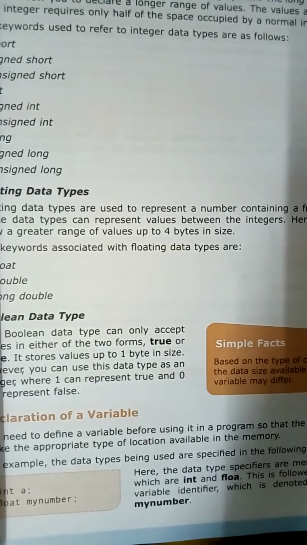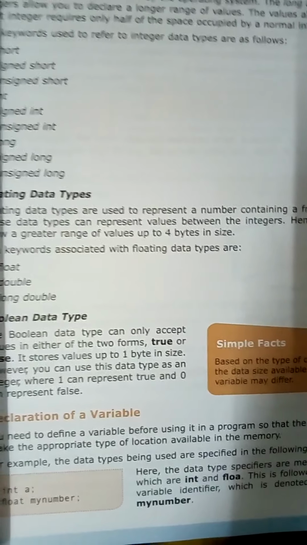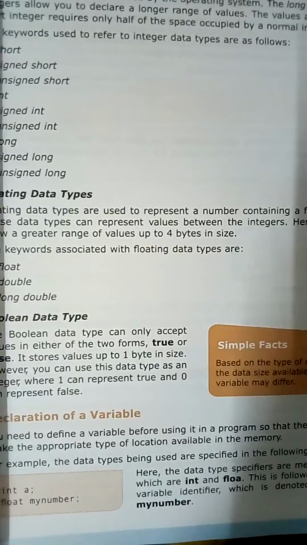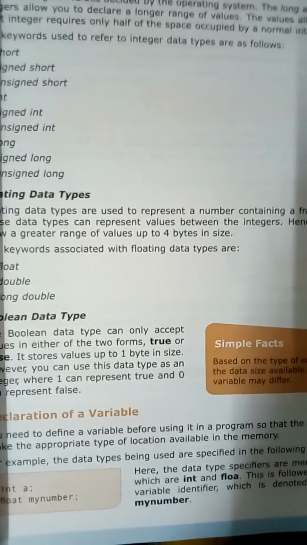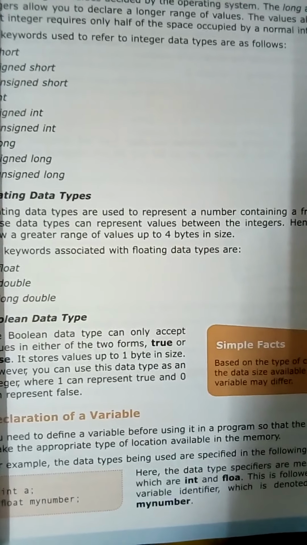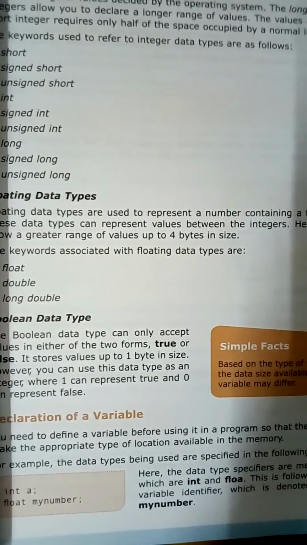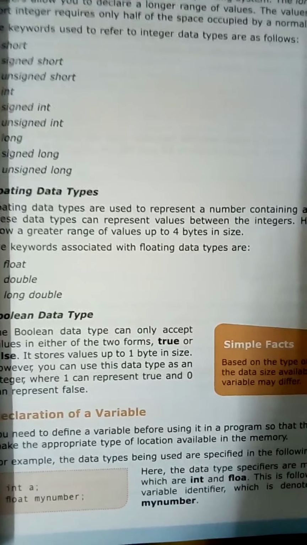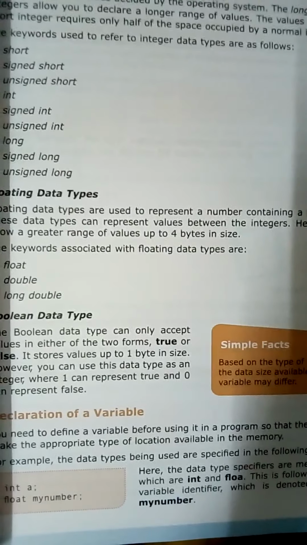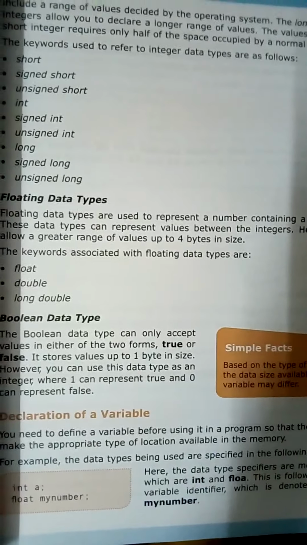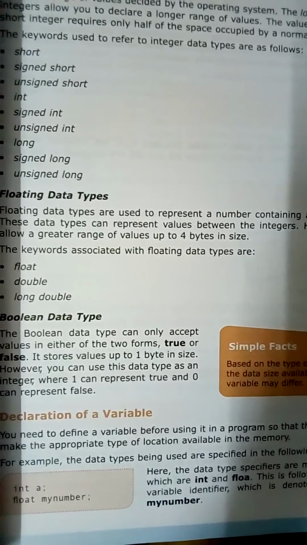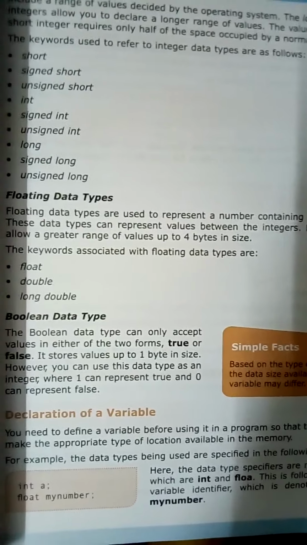This type of integers allows you to declare a longer range of values, and a short integer requires only half of the space occupied by a normal integer. By default, an int has a size of 4 bytes, short is 2, and long is 8.